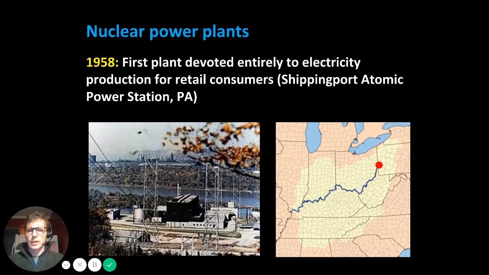Okay, so nuclear power plants in the United States began operating in 1958.